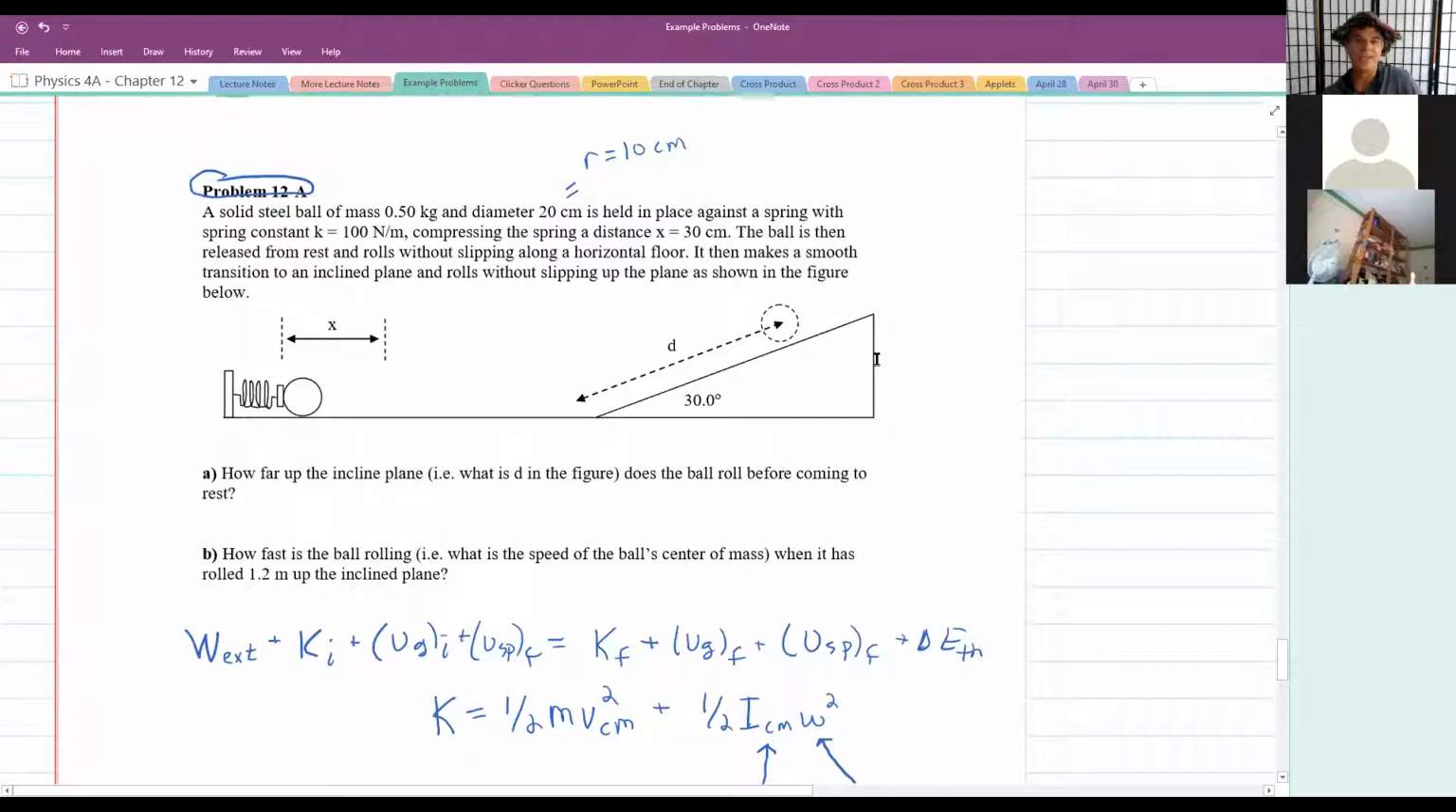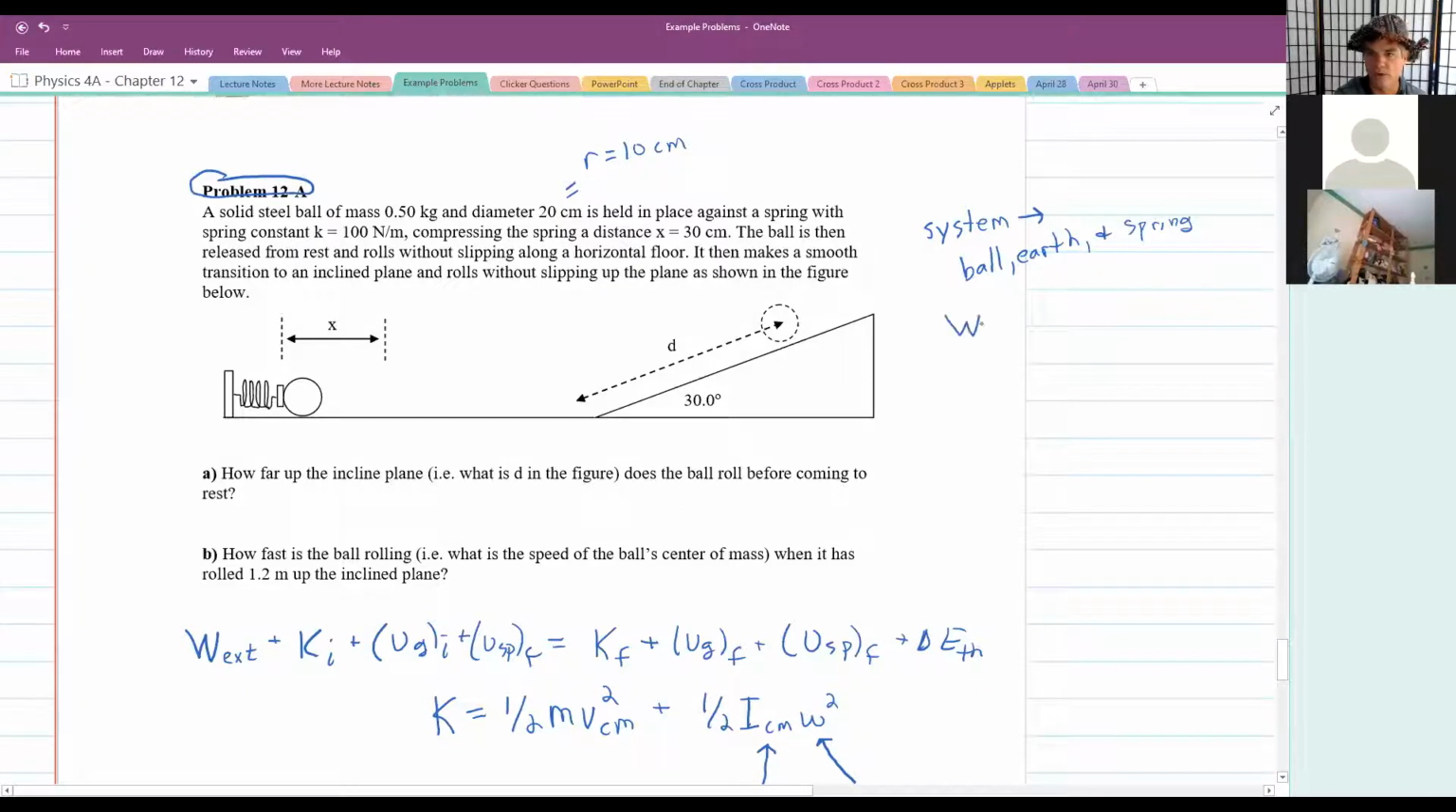How far up the inclined plane does the ball roll before coming to rest? So again, you should still define your system. And remember, if you want to use gravitational potential energy, the Earth has to be part of your system. If you want to use elastic potential energy, the spring has to be part of the system. So let's define our system as the ball, the Earth, and the spring.